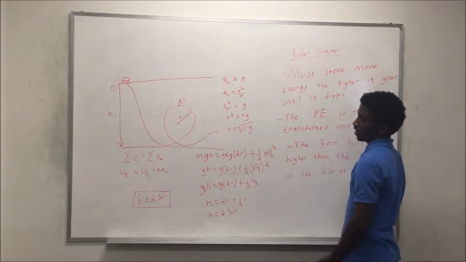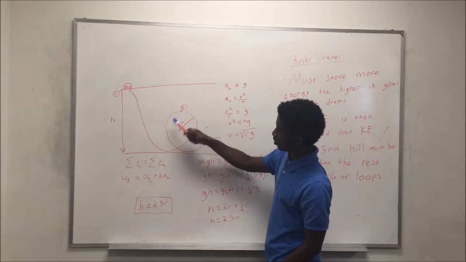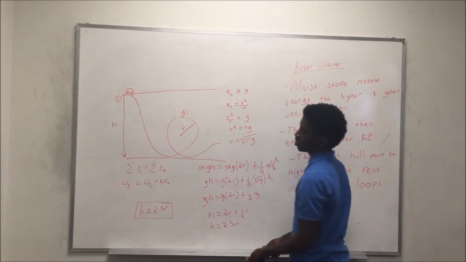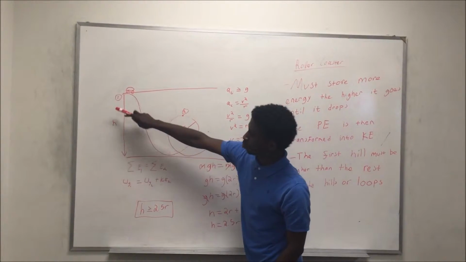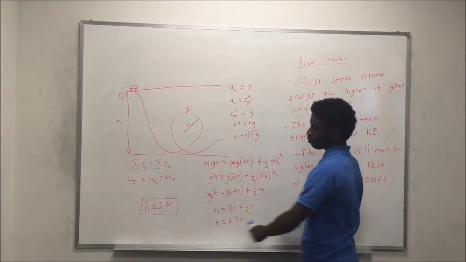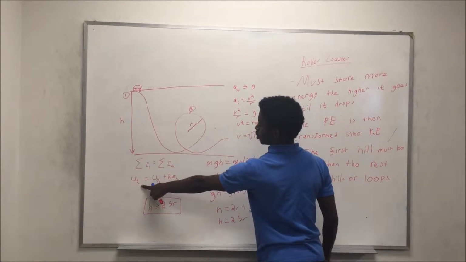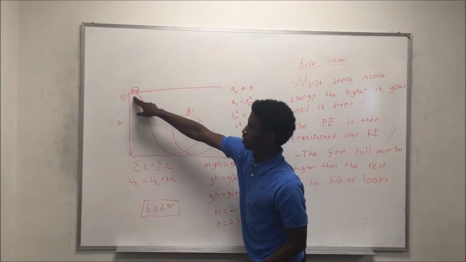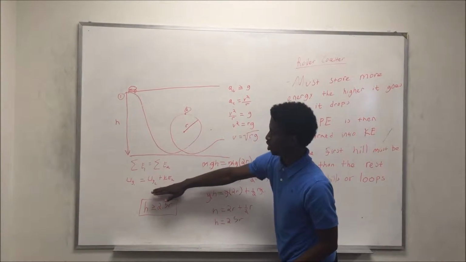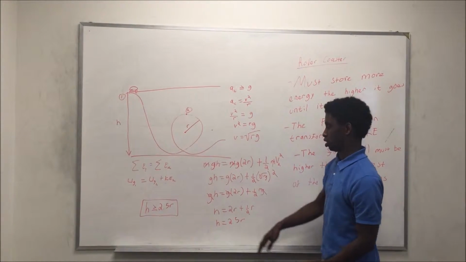Now to find the height that you need for the people to make it all the way around this loop right here, you do the conservation of energy. The total energy at this point must be equal to the total energy at this point. At the first point, point 1, you just have potential energy because it's not moving, so there's no kinetic energy. At this point, you have potential energy and kinetic energy. So now we're going to look for h.